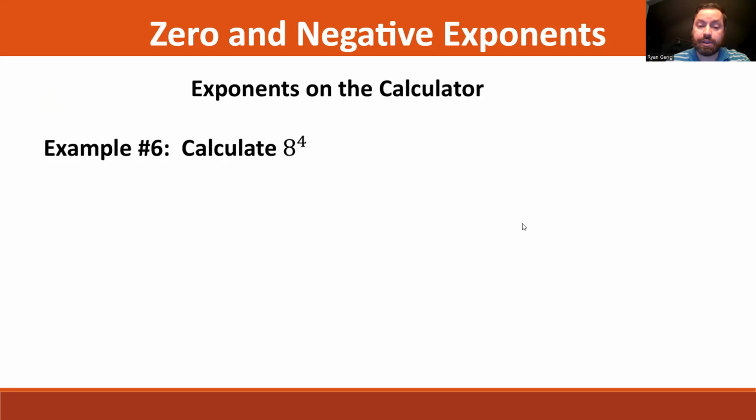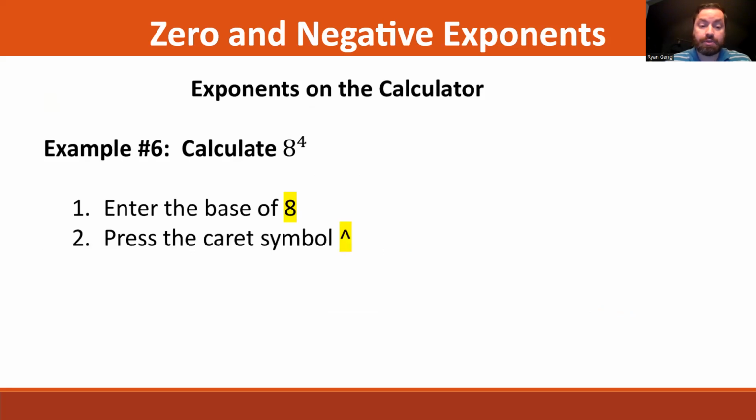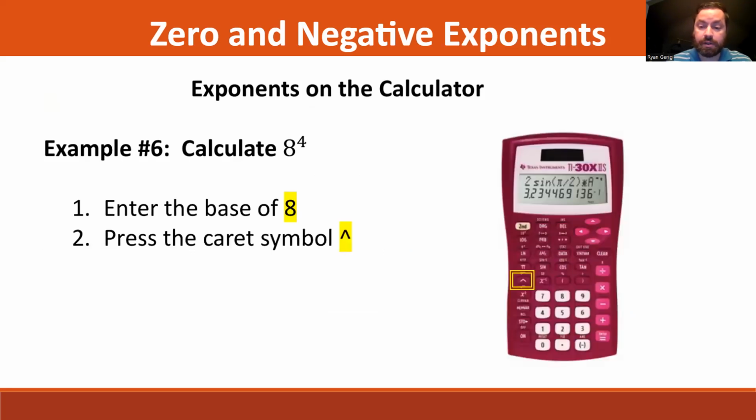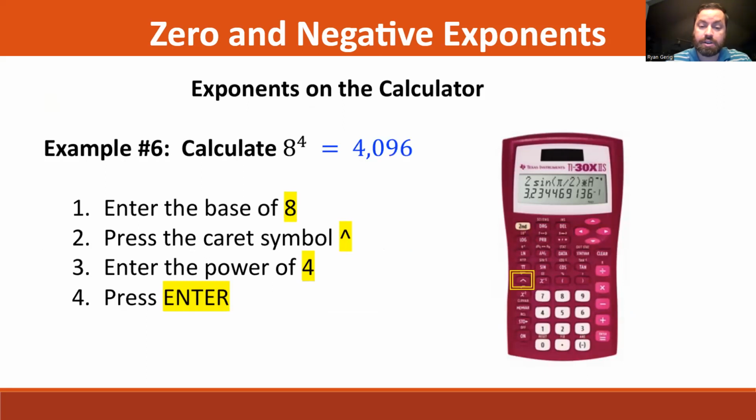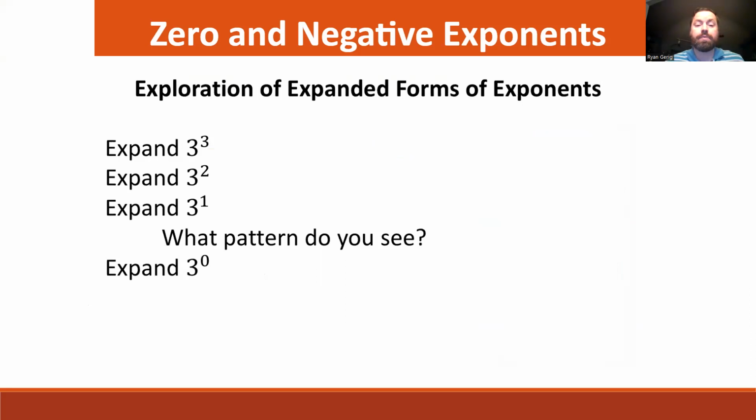All right. Exponents on the calculator, you should know how to do this. If you don't, watch how I do this here. Enter the base of 8 in your calculator. So just type 8. Press the caret symbol. On the calculator, if you have a calculator that looks like this, it's on the left-hand side, and it looks like a little arrow pointing up. Enter the power of 4. So again, you just put 4, so it should look like 8 caret 4. Hit enter, and you should come up with 4,096. Try that now.